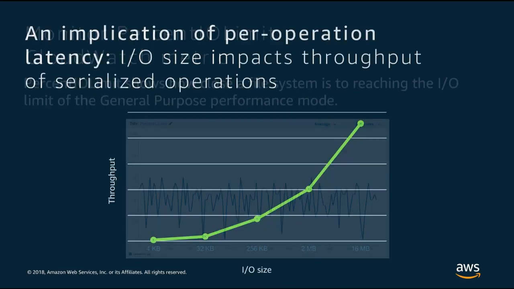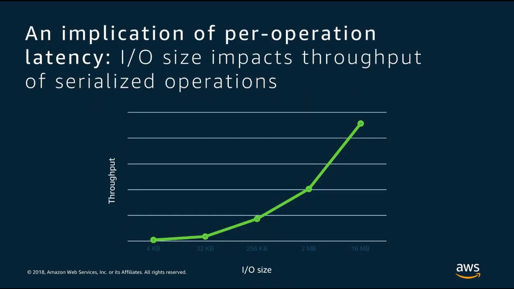Keep in mind that due to the per operation latency of EFS's distributed storage design, the overall throughput generally increases as the average I/O size increases, since that overhead is amortized over a larger amount of data. And by I/O size, I mean the amount of data that you're reading and writing in a single operation. And you can see here the difference between 4 KB all the way up to 16 MB.